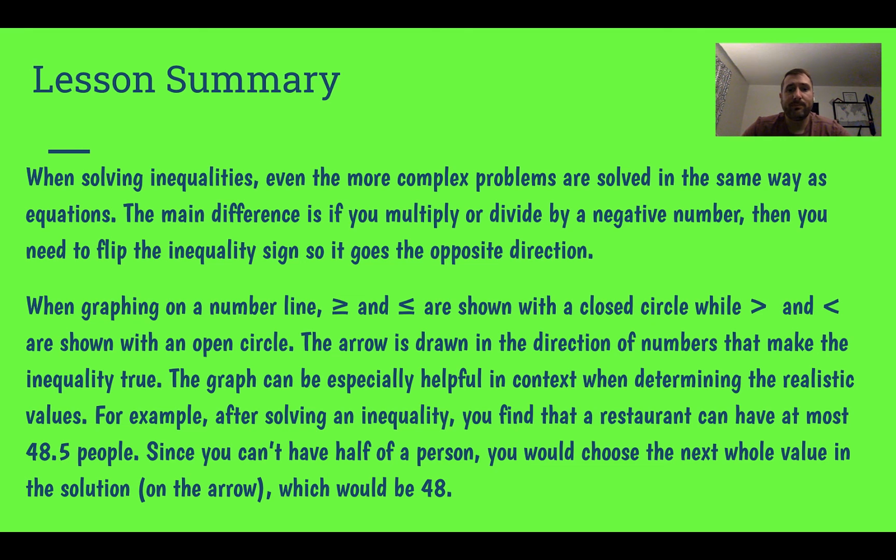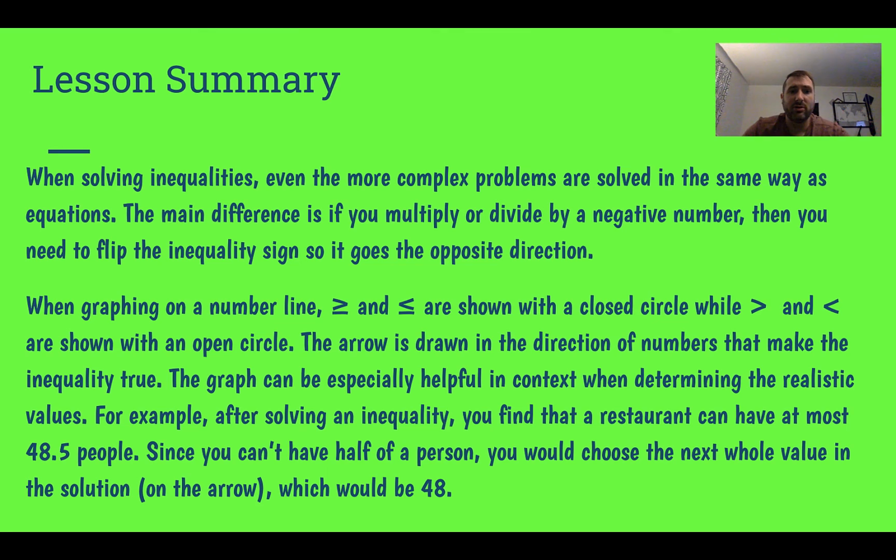Still, when you're graphing, the greater than or equal to and less than or equal to signs are closed circles to show that that number is part of the solution. And if we have the greater than or less than signs, then that number cannot be part of the solution. The arrow, again, is drawn to show all of our possible solutions that fit the situation. And that arrow can also be helpful in context.